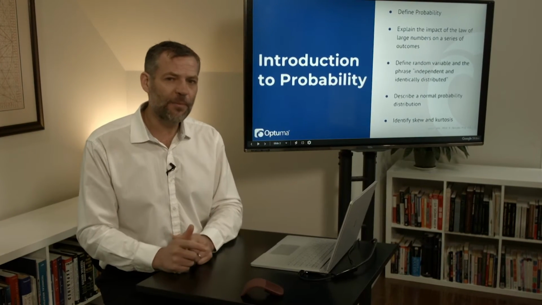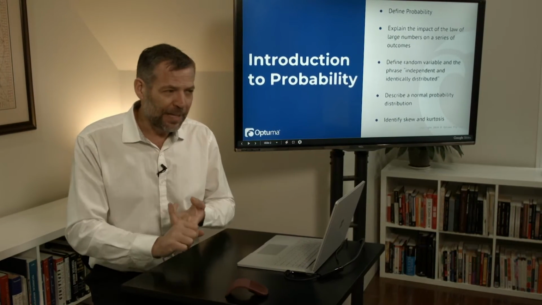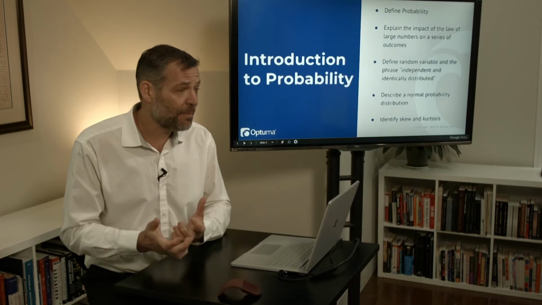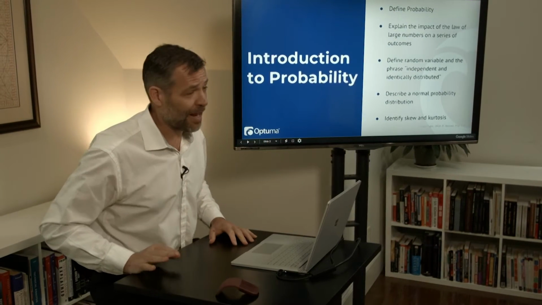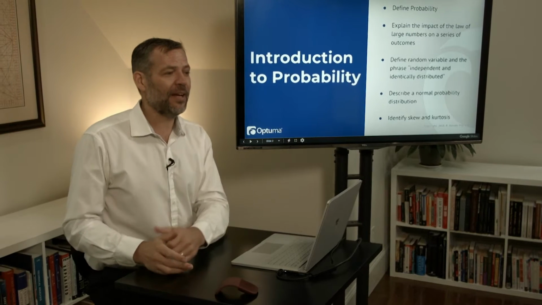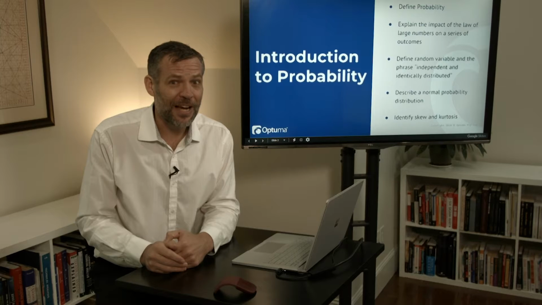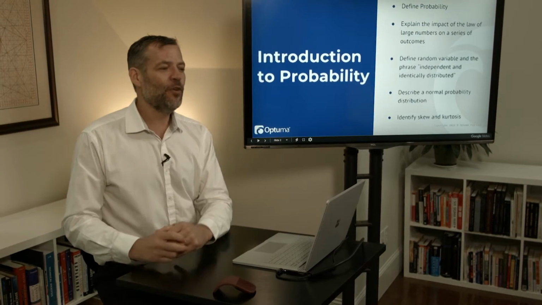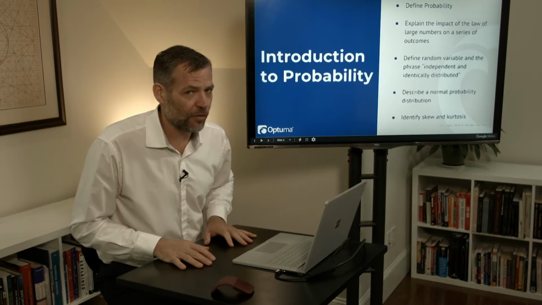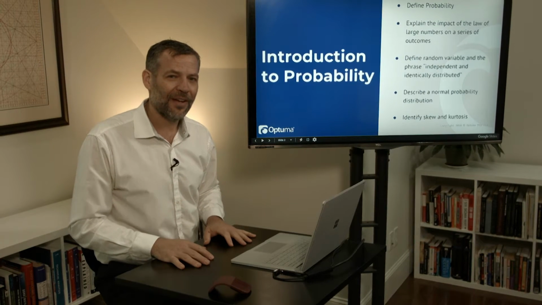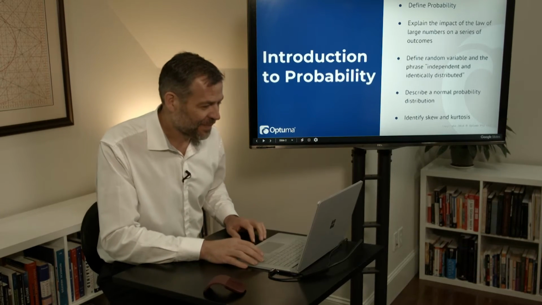So a couple of the learning objectives that we're going to cover: define probability, explain the impact of the law of large numbers on a series of outcomes, define the random variable and the phrase independent and identically distributed. Bit of a tongue twister, that one. Describe a normal probability distribution and also identify skew and kurtosis. So we'll cover all of those as we go. So let's get in with the slides.